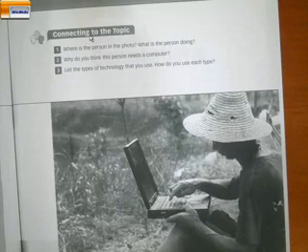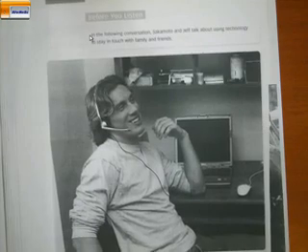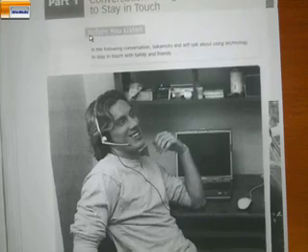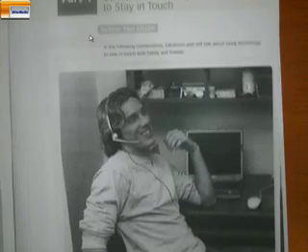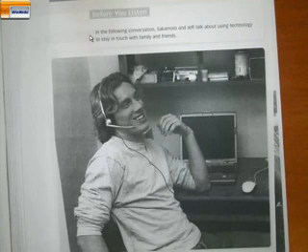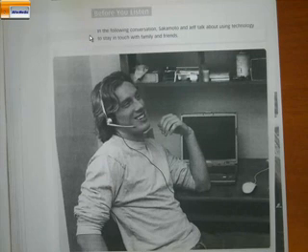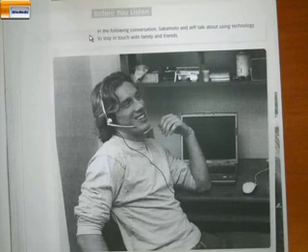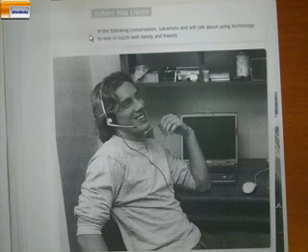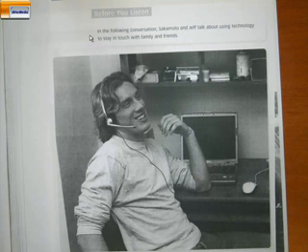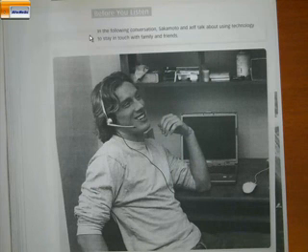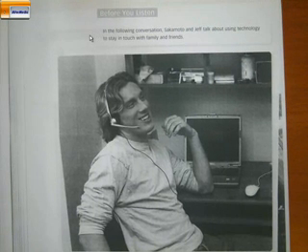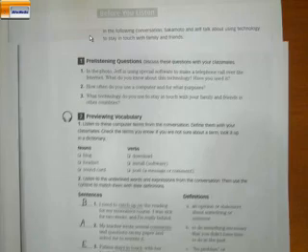Now, let's move on to our situation. Every unit we have a situation, and here we see Jeff, using technology to stay in touch, having a nice time talking. In the following conversation, Sakamoto, I guess he's from Japan, and Jeff talk about using technology to stay in touch with family and friends. And you see here Jeff with his headset making a call over the internet. So, again, a man in touch. And we're going to hear a conversation about that. And as always, we ask some pre-listening questions before we begin.